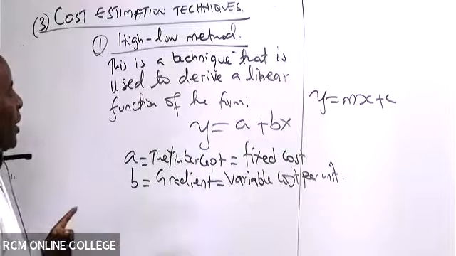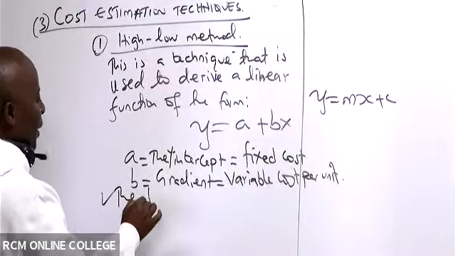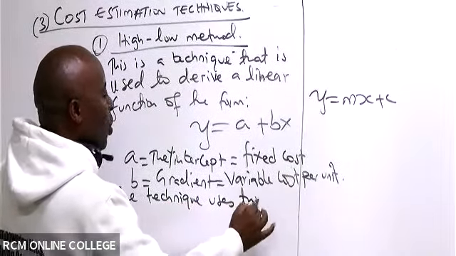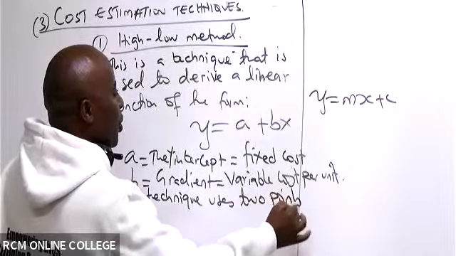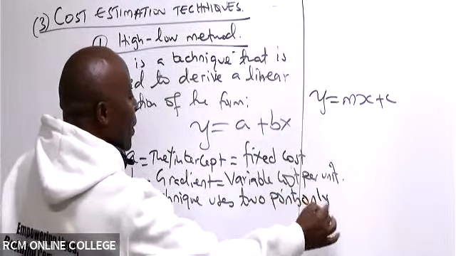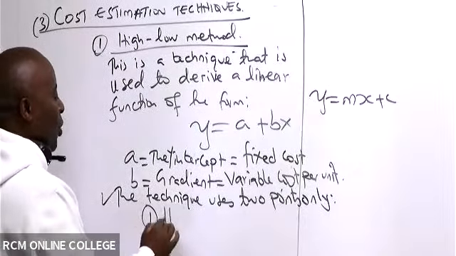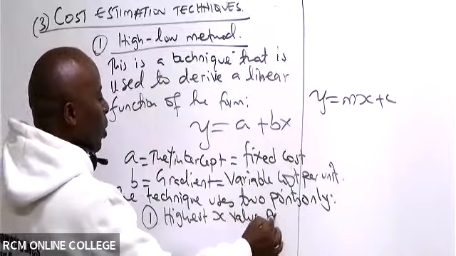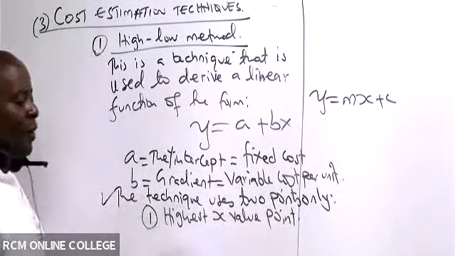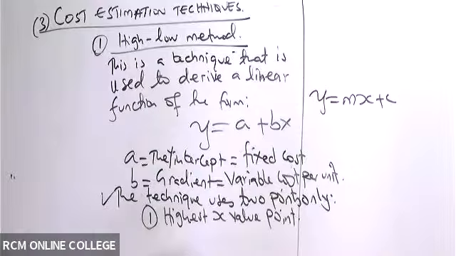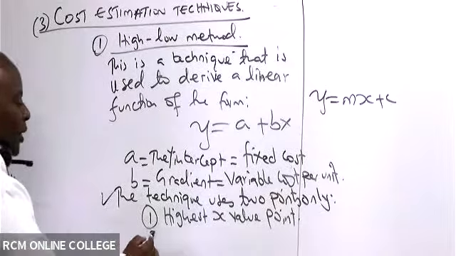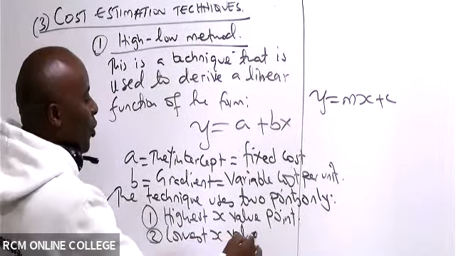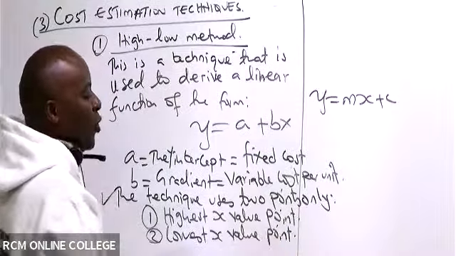And then most importantly, the technique uses 2 points only. Which are these 2 points? Number one, we have the highest x value point. And then number two, we have the lowest x value point.